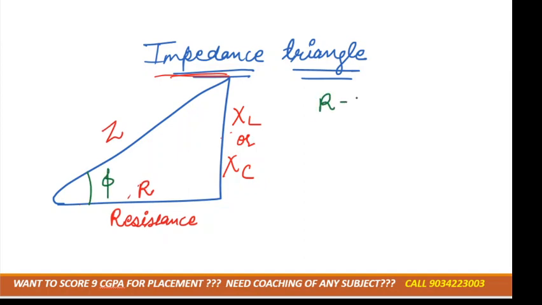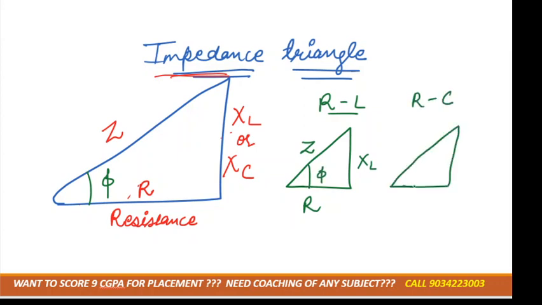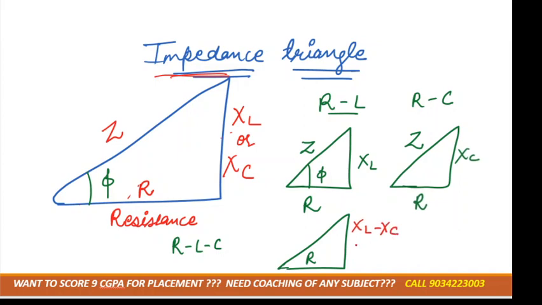So if there is a combination of RL, then what would be the triangle? R here, XL here, and Z here, right? If there is a combination of RC in the question given, then what would be the triangle? R here, XC here, and Z here. Okay. If there is a combination of both, like R, L, C, then in that case, R here, and then that depends. If XL is greater than XC, then we'll take XL minus XC. If XC is greater than XL, then we'll take XC minus XL, and then Z. Okay, this is fine. Understood? This is simply the impedance triangle.